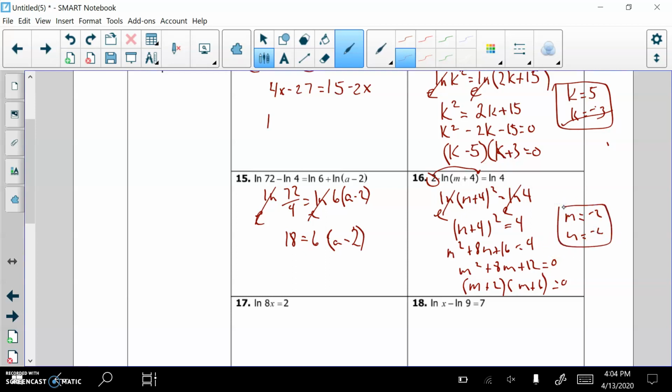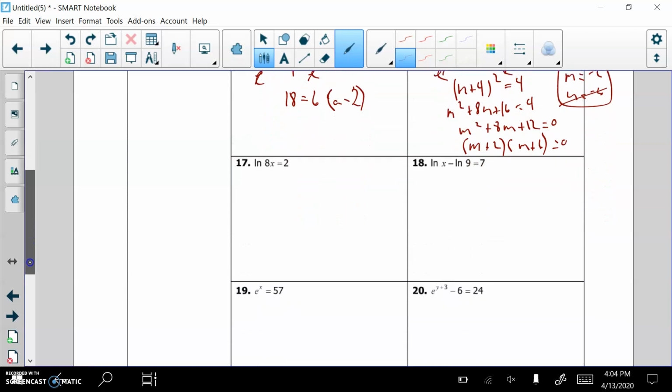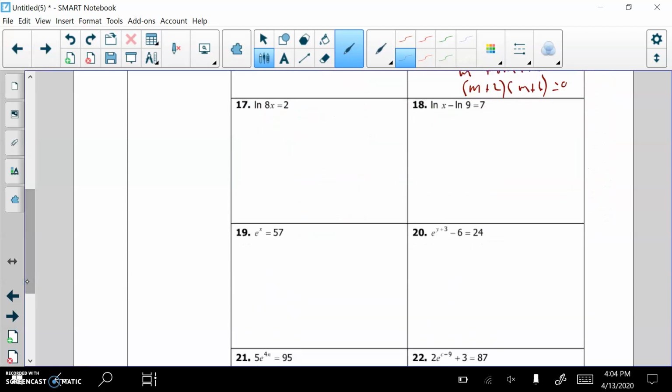-2 is actually a proper solution. -6 is not. You plug -6 in here, you end up taking the natural log of a negative number, which can't happen. You plug -2 in, you still have +2 inside your parentheses. So like I said before, just because your result is negative doesn't mean it's extraneous. Moving on down. How am I looking? 4 minutes and 25 seconds, so we're good.